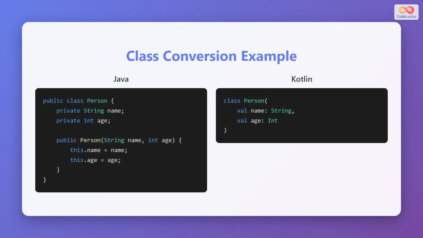Let's look at a practical example of class conversion. In Java, you would define a person class with private fields for name and age, along with a constructor that assigns these values. This requires multiple lines of code, including field declarations, constructor parameters, and assignment statements. In Kotlin, the same class can be defined in just 3 lines using a primary constructor. By declaring val properties directly in the constructor parameters, Kotlin automatically creates the fields and assigns values, eliminating all the boilerplate code. This demonstrates how Kotlin's concise syntax makes code more readable and maintainable.